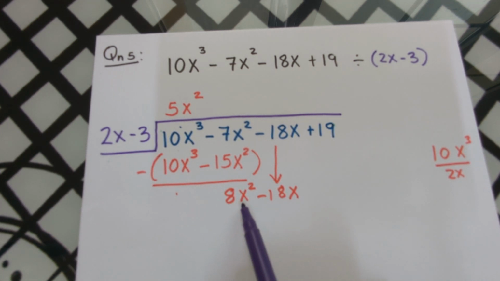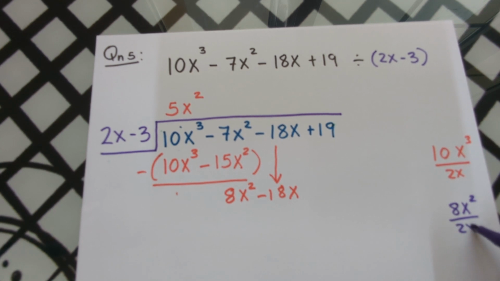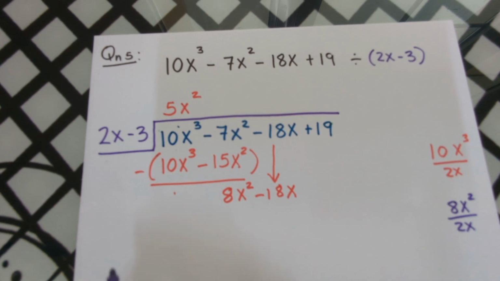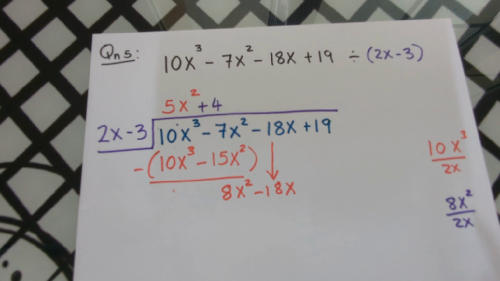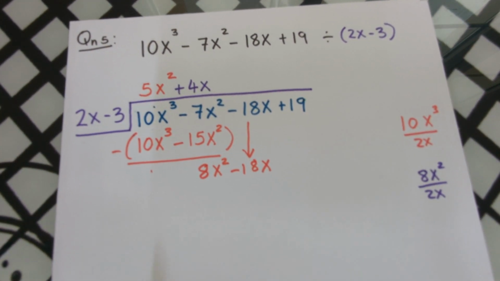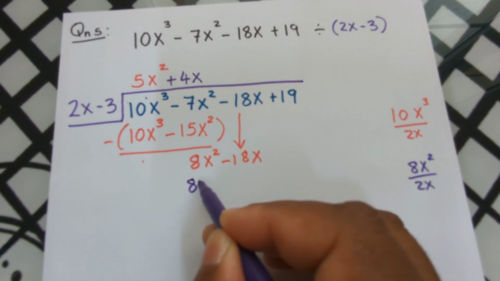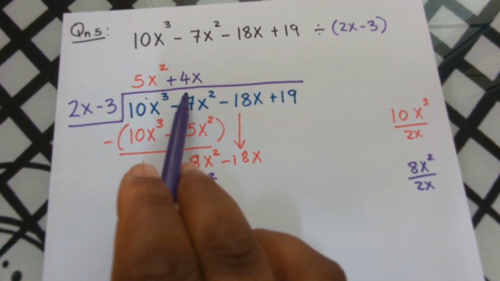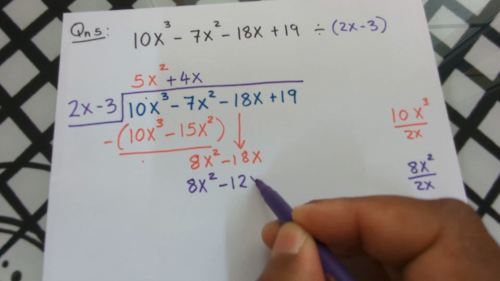Let's divide 8x squared divided by 2x. So we have 8x to the power 2 divided by 2x. 8 divided by 2, this one will give us 4. So plus 4. x squared divided by x, it will give us an x. And let's multiply 4x multiplied by 2x. That's 8x to the power 2. 4x multiplied by negative 3, it will give us negative 12x.